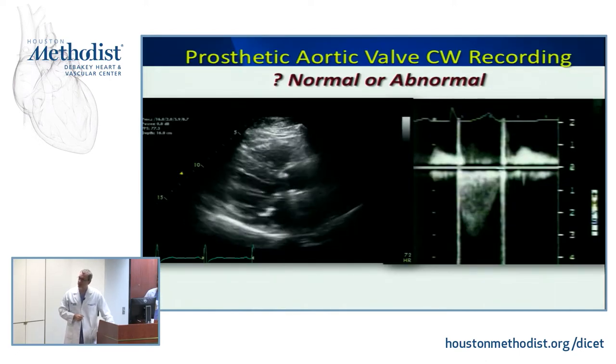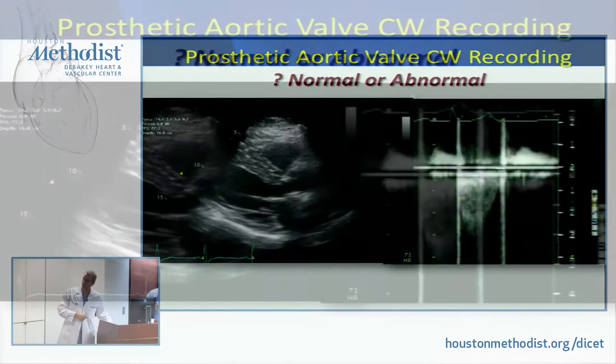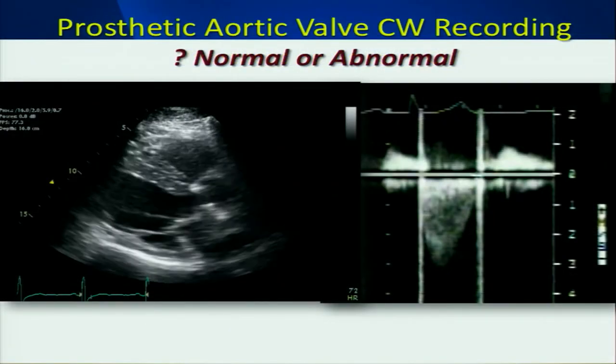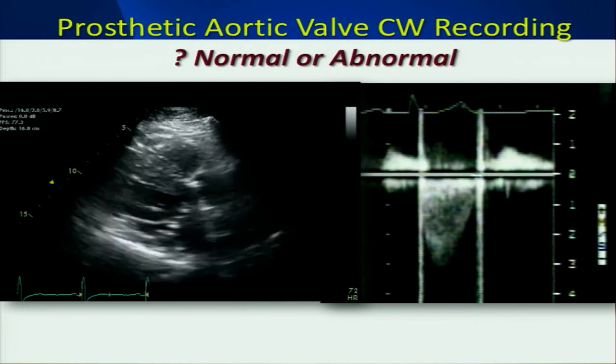So just look at this one. This is an aortic valve, transthoracic. Is this normal or abnormal? Well, we see a peak velocity just under 3.